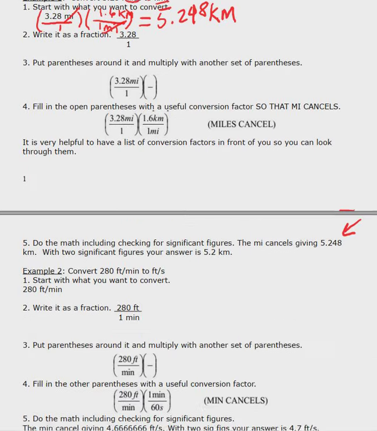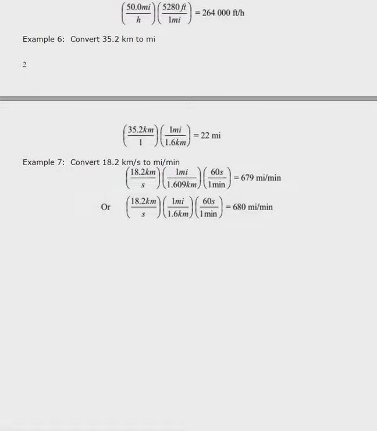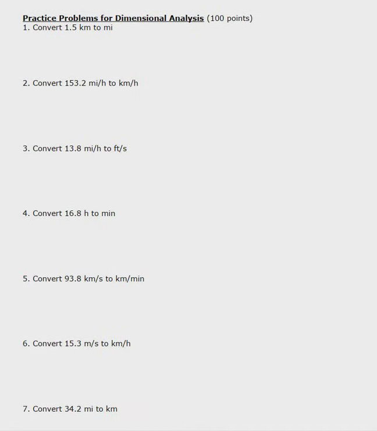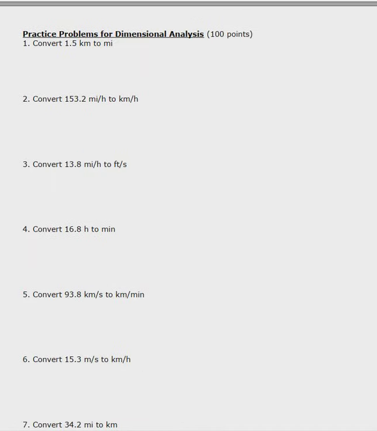Now there are 6 other examples. You can go through them. I'm going to jump into the problems. Number 1 looks easy, so we'll skip that. Number 2 looks hard. That's actually fairly easy. It's just the way you look at it. We're going to take what we're given, 153.2 miles per 1 hour. And we want to convert it to kilometers, but we want to leave the hours. So that helps us a lot.